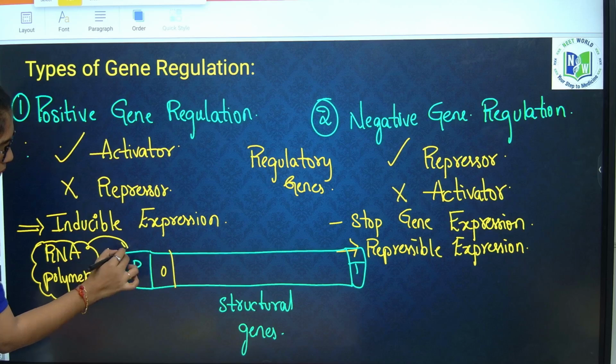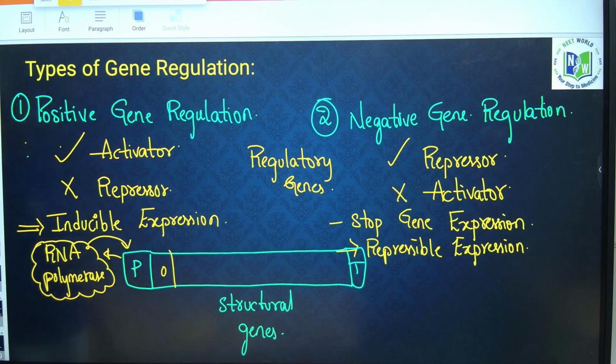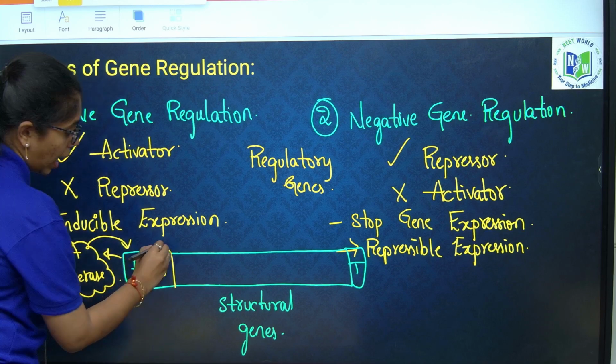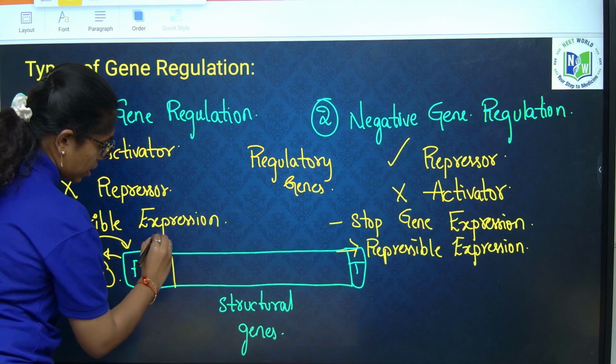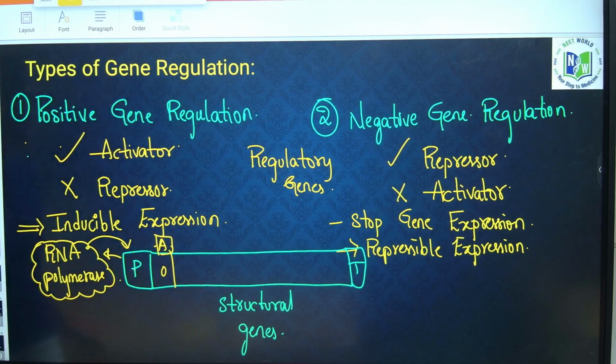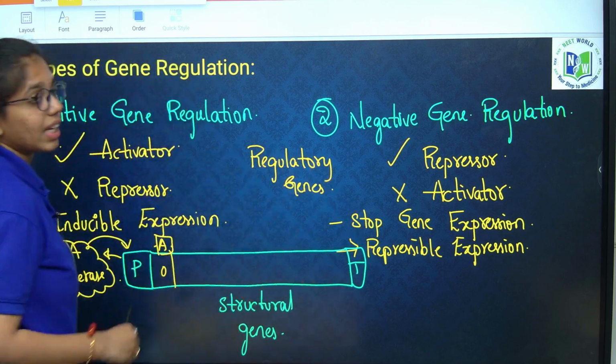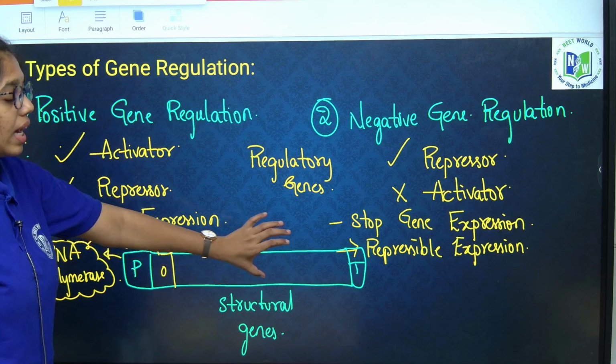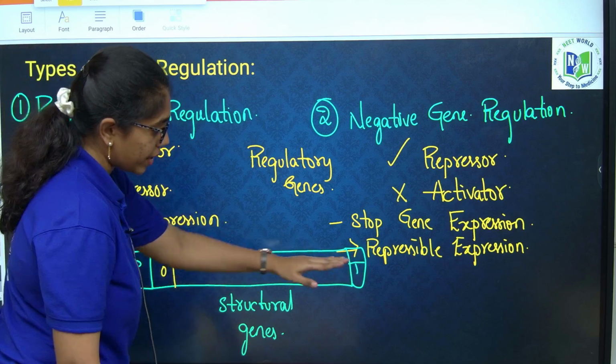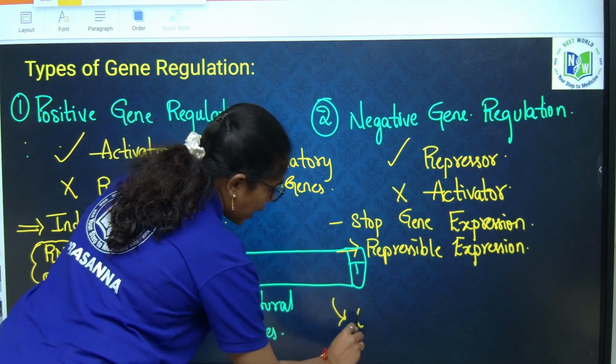Once RNA polymerase is bound to the promoter region, if an activator or inducer attaches to the operator region, for example, if the activator is attached to the operator region, then the gene expression is done.